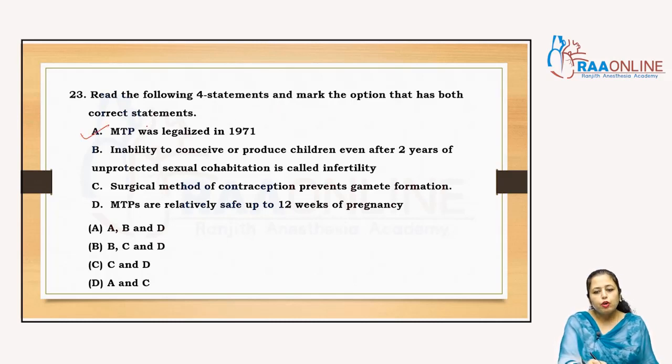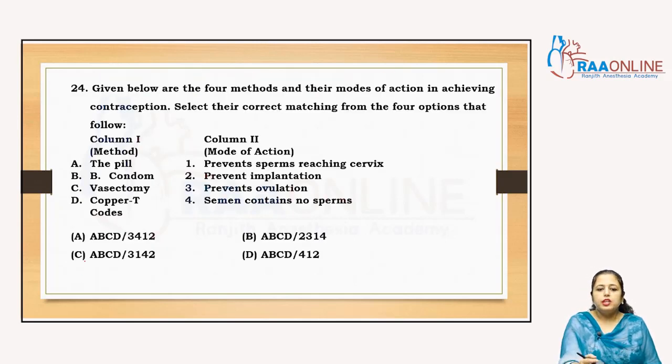Inability to conceive or to produce a child even after 2 years of unprotected sexual cohabitation is called infertility, correct. The surgical method of contraception prevents gamete formation? No, the surgical method doesn't prevent gamete formation. It just prevents the entry of the gametes into the fluid. MTPs are safe up to 12 weeks of pregnancy, correct. So the correct statements are A, B and D, the first option. So that was 23.